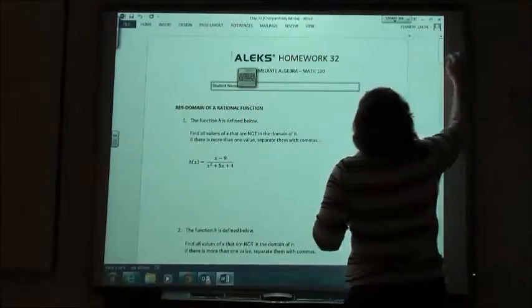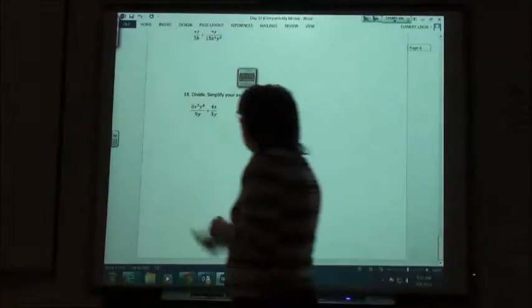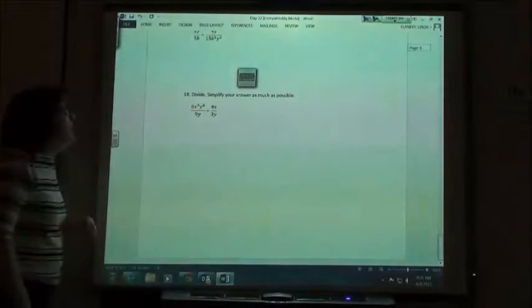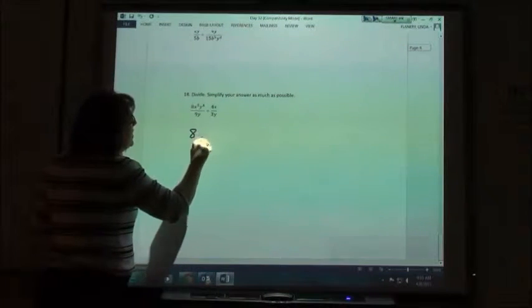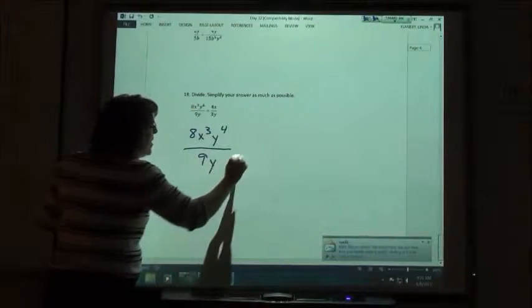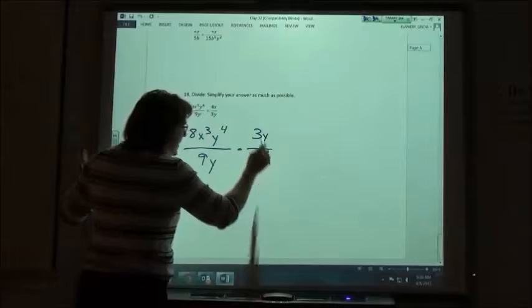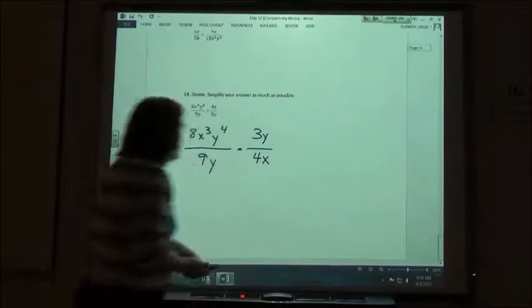And one last one on this page. So again, we are dividing fractions. We have to invert and multiply. So 8x to the 3rd y to the 4th over 9y times the reciprocal 3y over 4x. What can we do with that one?